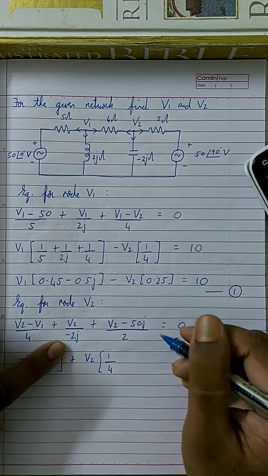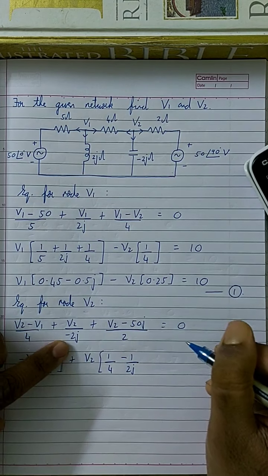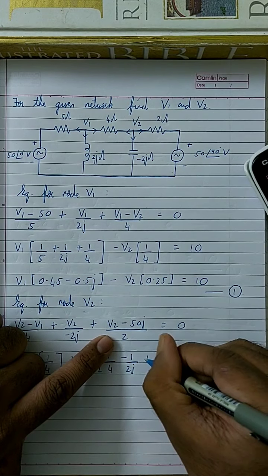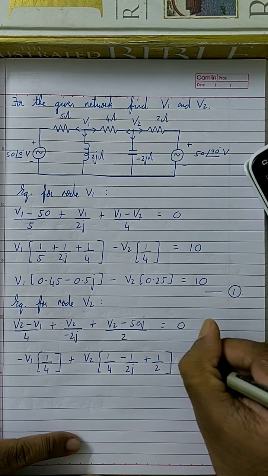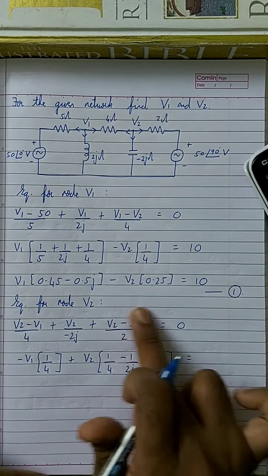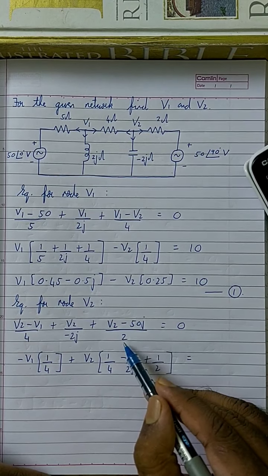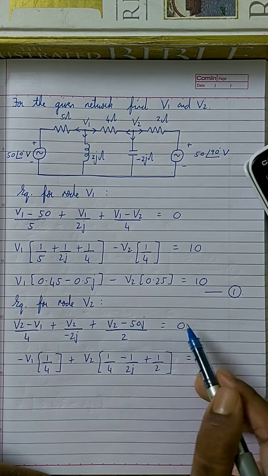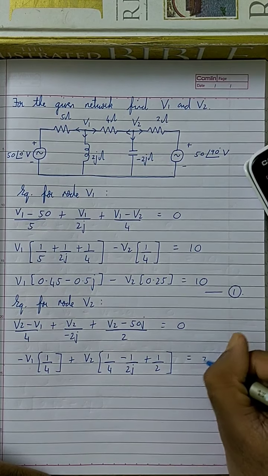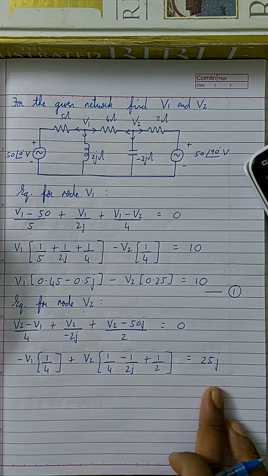Alright, here it will be minus 1 by 2j, and here it is plus 1 by 2. Okay, this is V2 is equal to any constants. One constant is over here, right? What is this? This is minus 50j by 2, which is minus 25j. So if you bring it over here, it will become plus 25j. So this is 25j. Okay, this is the equation.